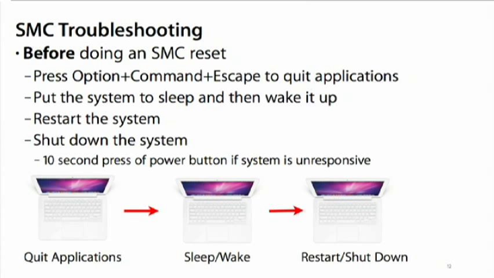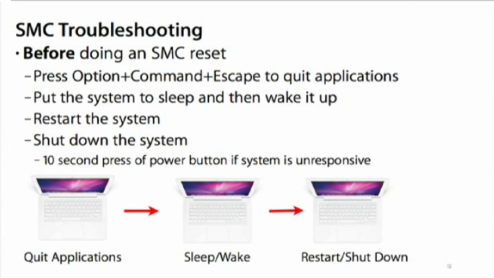So there are some things that we'd like you to attempt before jumping to an SMC reset. I observe a lot of technicians in the field, and I see SMC resets get done as what I like to call voodoo troubleshooting. These are things where the tech resets the SMC just because. So there are some things that might look like an SMC problem, when in reality, one of the following fixes would have actually solved the problem for you. So let's review those now.